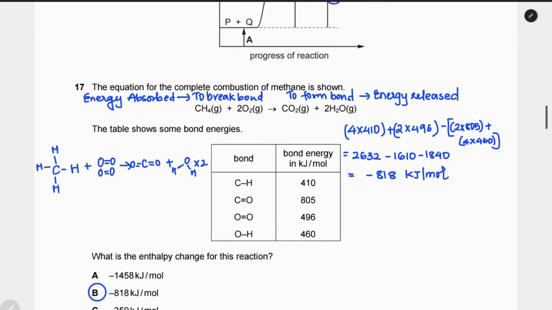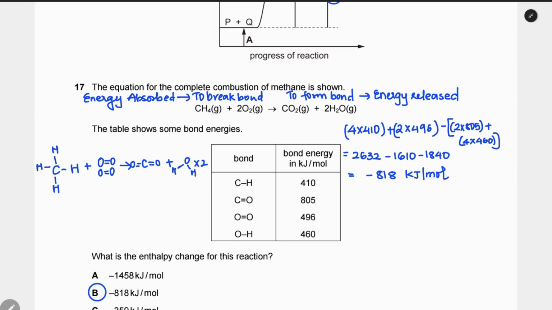Question number 17. The equation for the complete combustion of methane is shown. So methane plus oxygen gives carbon dioxide and H2O. Over here the table shows some bond energies. So we need to find the enthalpy change for this reaction. First thing, I have already drawn here, CH4 will be having 4 C-H bonds. So what I'm going to do is 4 multiplied by 410. This is the one which I'm going to take.